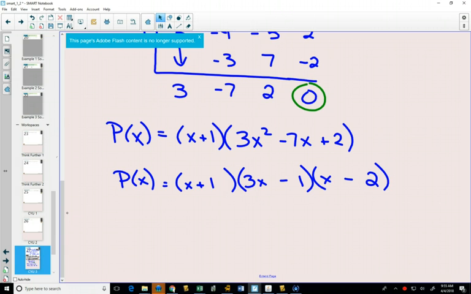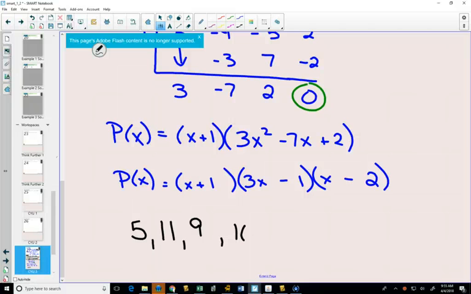The ones for practice. We're going to take some time to do some right now. In this order, do 5, then do 11, then do 9, and finally end with 10b.